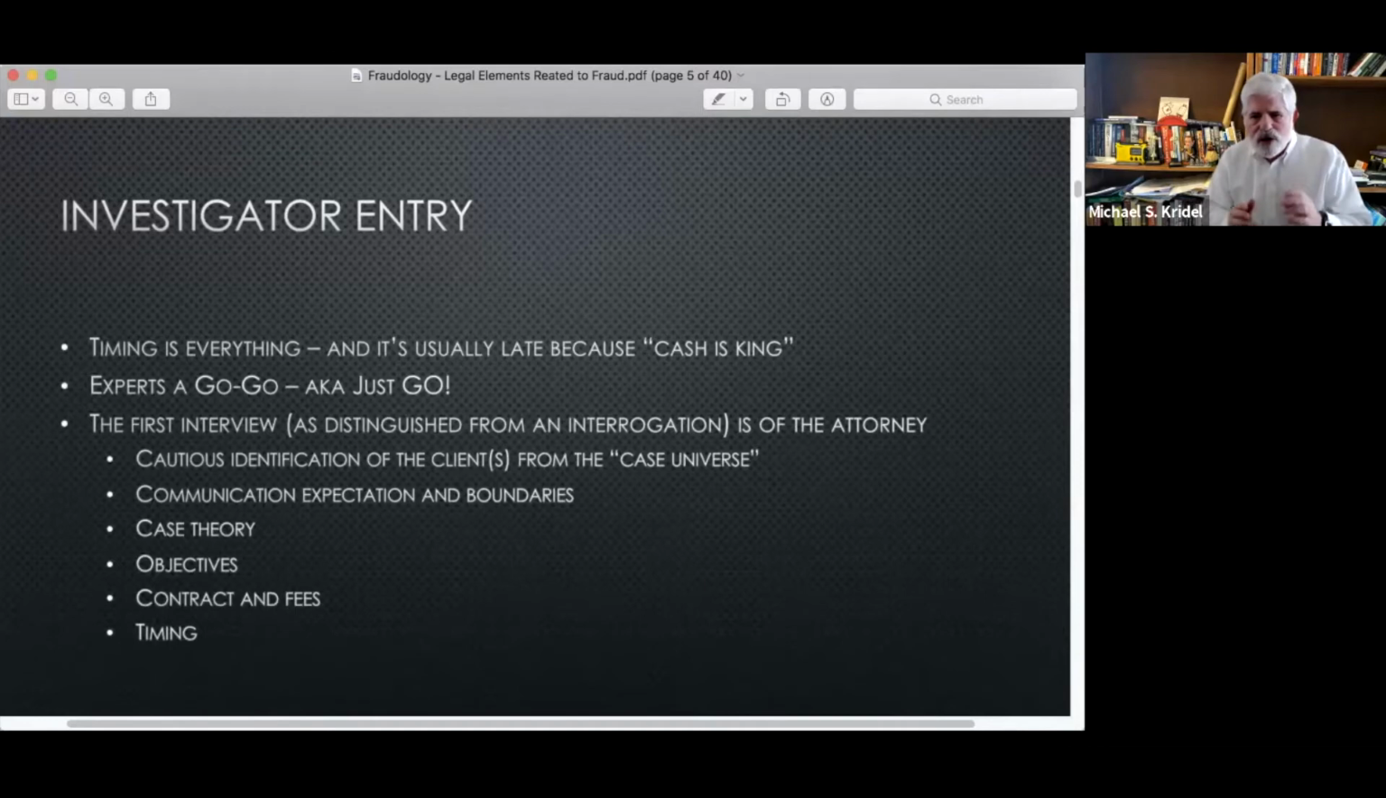The first interview is of the attorney. And what's important to understand is unless you are in law enforcement or in certain branches of the military, your communication processes are not interrogations, they are interviews. And there's a huge distinction. So your first interview, though, is of the attorney. And depending on whether or not you know the attorney will determine what the tone of that interview is. What is important and critical is that you must be able to identify who the client is.